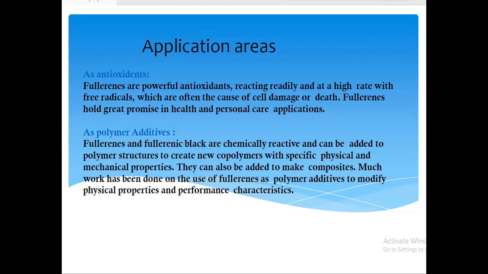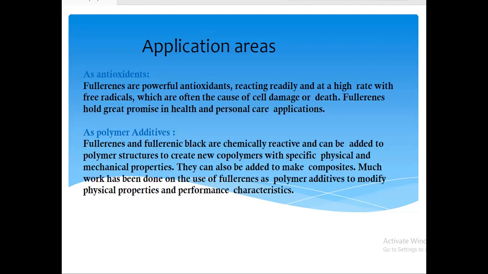Also, C60 is used as a polymer additive. Fullerenes and fullerenic black are chemically reactive and can be added to polymer structures to create a new copolymer with specific physical and mechanical properties. Suppose you have a polymer that is a complete package of some physical and chemical properties, and you need another polymer containing a subset of those properties. What you need to do is add the fullerenes.